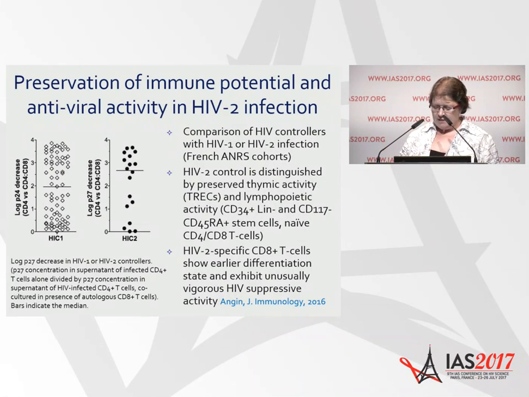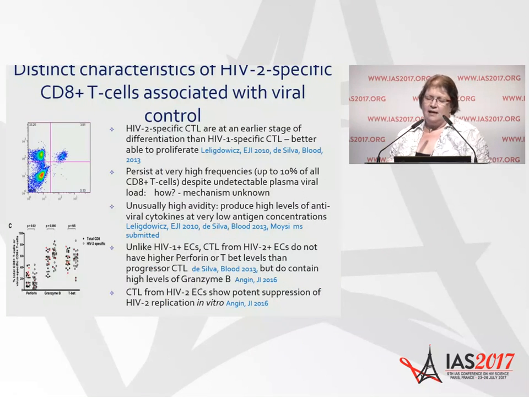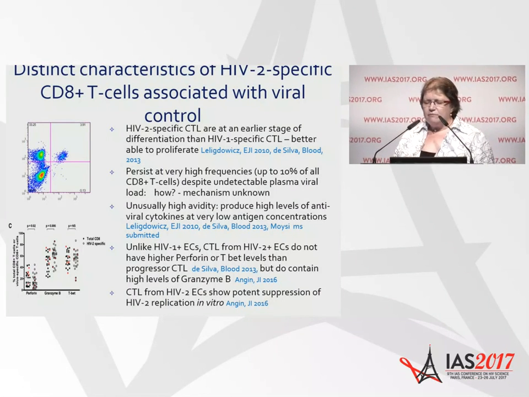So why do I think HIV-2 specific T-cells are worth examining further? They are at an earlier stage of differentiation with preserved ability to proliferate. They're able to persist at very high frequencies in patients with undetectable plasma viral load, and it's not really clear how these are maintained. They work at extraordinarily high functional avidity, 1 or 2 logs higher than we see with most other antiviral specific T-cells, and they show potent suppression of HIV-2 replication in vitro.